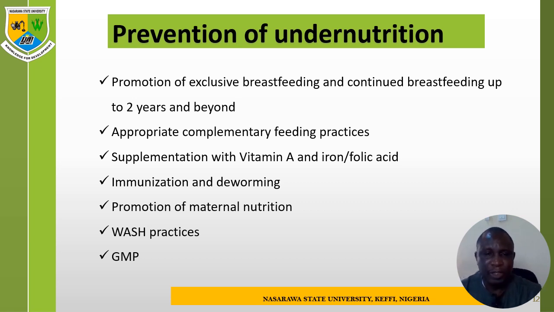Three, supplementation with vitamin A and iron folic acid. Vitamin A boosts the immunity of the child and prevents the child from becoming sick all the time. Then immunization and deworming, promotion of maternal nutrition, water, sanitation, and hygiene practices, and growth monitoring programs. Those are ways of preventing undernutrition.